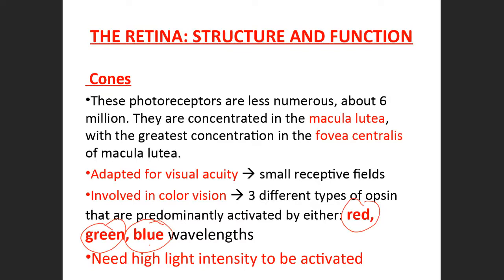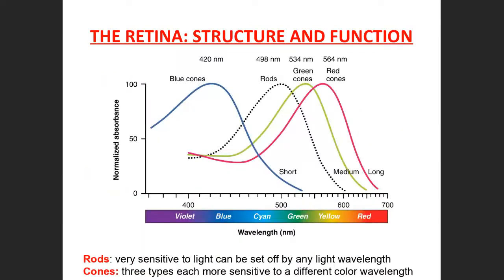So that's for starters. Second, they're not as sensitive to light, so we need a lot more photons of light to activate the retinol in the rhodopsin. So it needs high light intensity to be activated, and that's why we say these are not only color, but they're also day vision, which is not quite correct, but okay. So rods can be set off by any wavelength. Cones can be set off by a specific wavelength, depending on the cone.